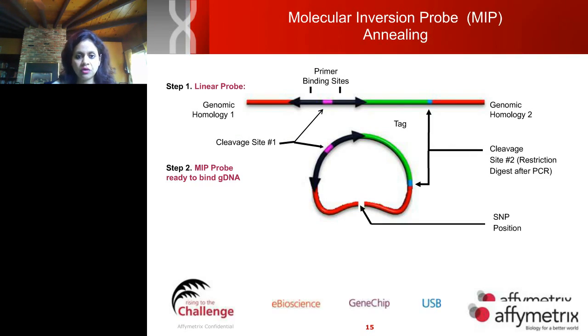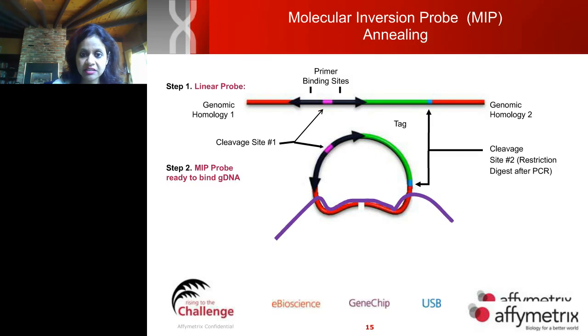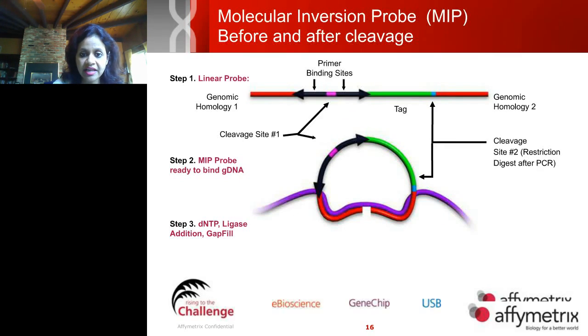So this is how it works. You can see the genomic homology sites, you can see the PCR binding sites, and you can see the tag array. What happens in the first overnight step is you add these 220,000 probes to your genomic DNA, and in an overnight annealing step, the genomic homology regions bind to the complementary sequence of interest on the genomic DNA. In the morning, this process has been completed. So this is the process where it's binding overnight. And in the morning, what you do is you come back and you add your dNTP, ligase, and your gap fill, and that's the genotyping step.